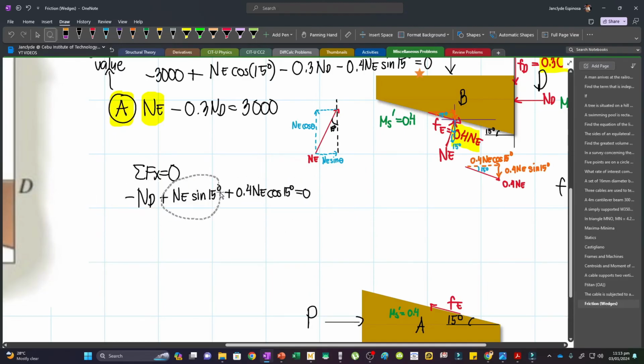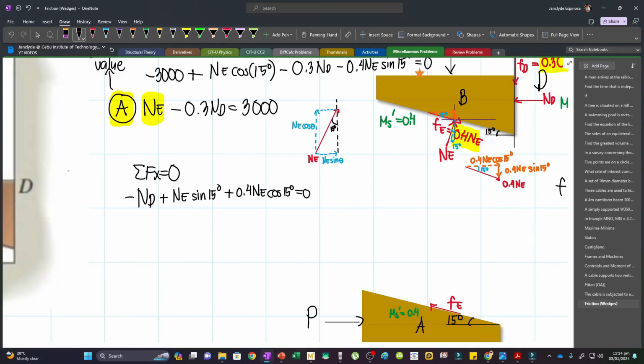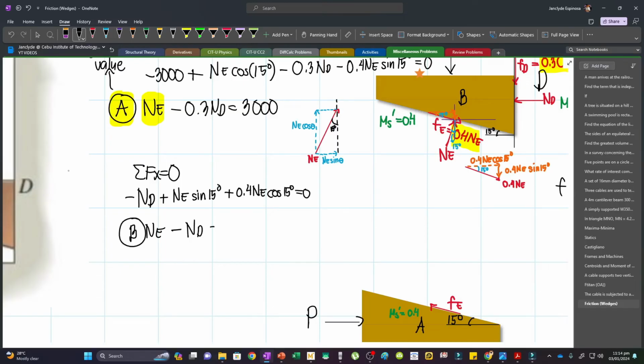Now we can simplify this equation further. We can join the coefficients of NE. And so we will have sine 15 plus 0.4 cos 15. That will give us 0.645. However, to use the exact value, I will just store this into a variable. Let's say I will store that at B. And so this will be the coefficient of NE. So I will store this again at B. And so now our equation will be B times NE minus ND, and this is equal to 0. Again, this is the stored value.